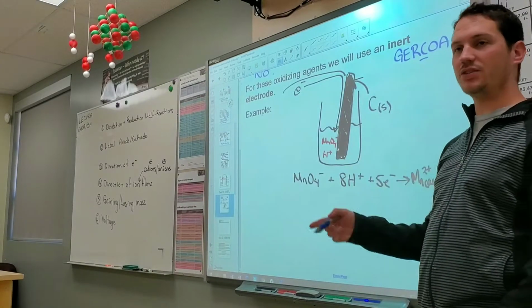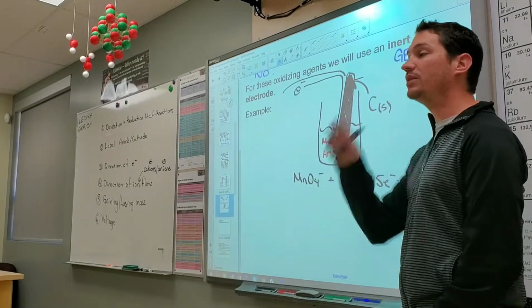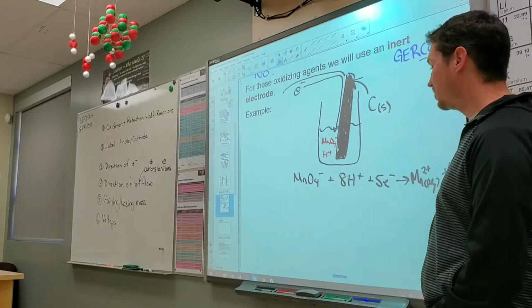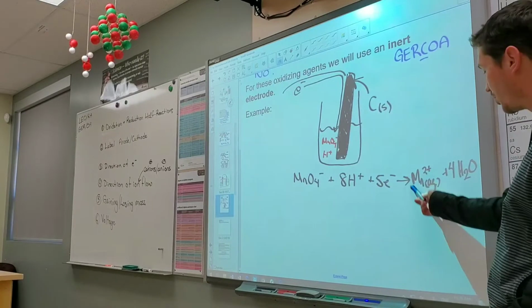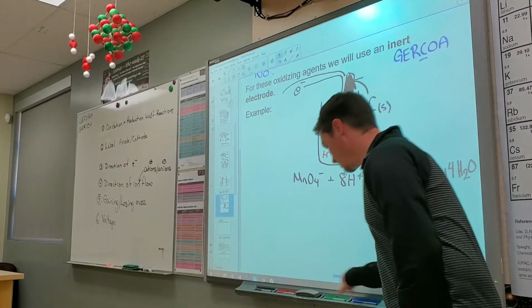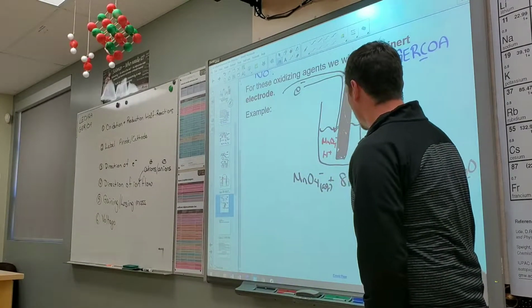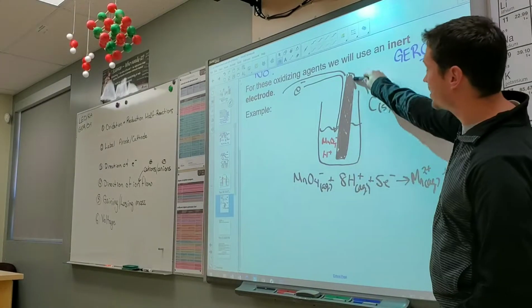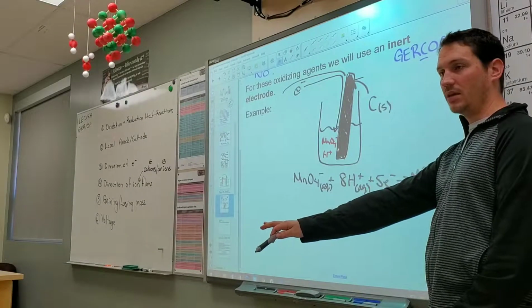Because it's gaining electrons, it would be the cathode, right? Okay? Now, what does the cathode typically do? Does it gain mass or lose mass? Usually gains mass, but do you see us making any solids in here? Are we producing any solids? No. Are we using up any solids? No. All of these are aqueous, right? And then this is a liquid. So what's happening to the mass of this electrode? It's staying the same. Okay?